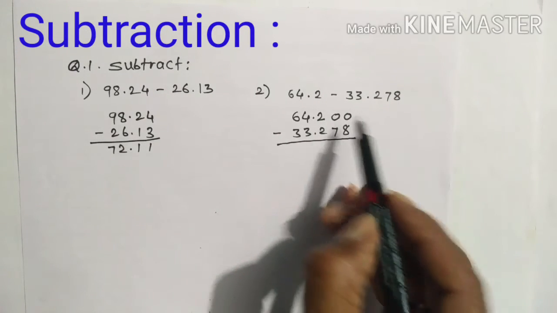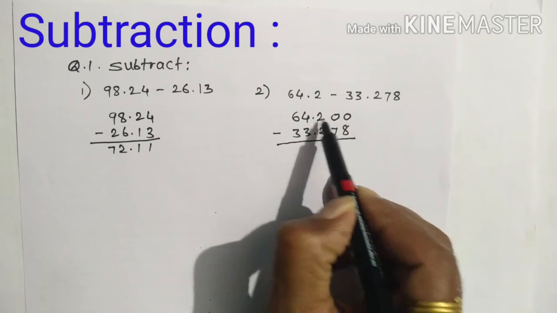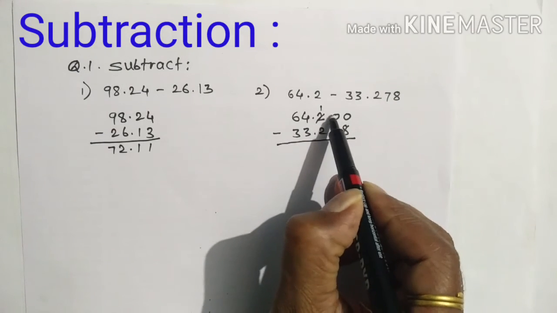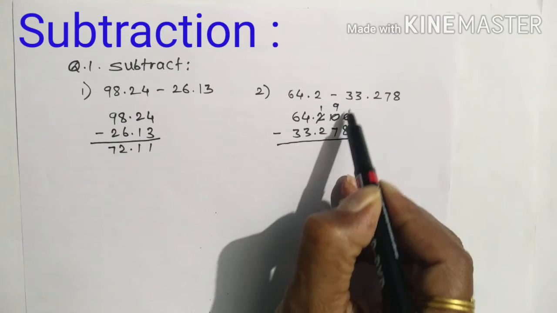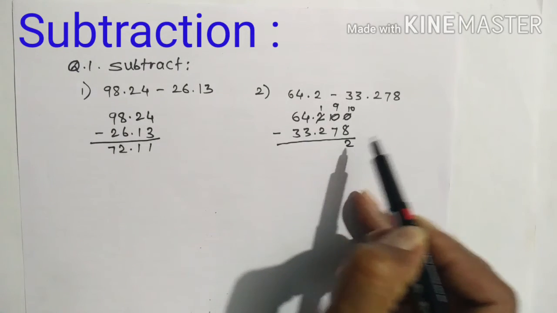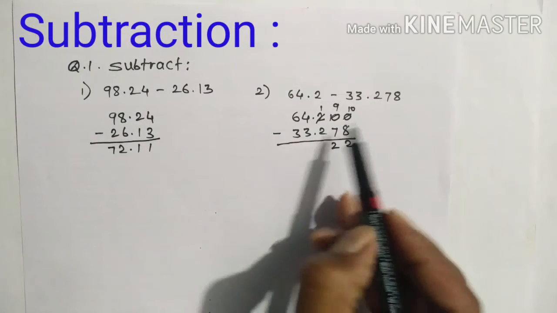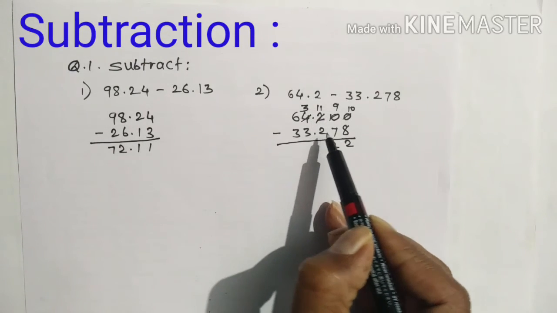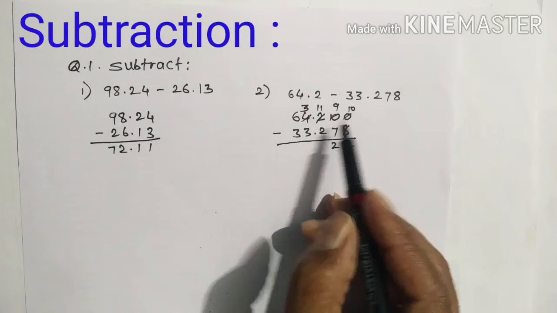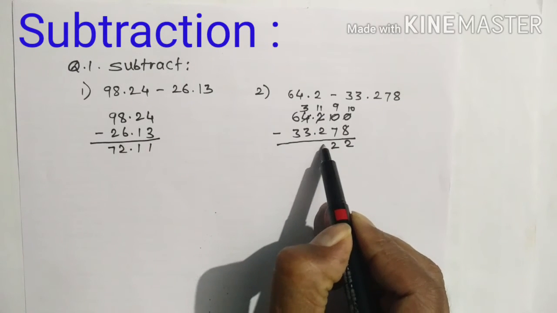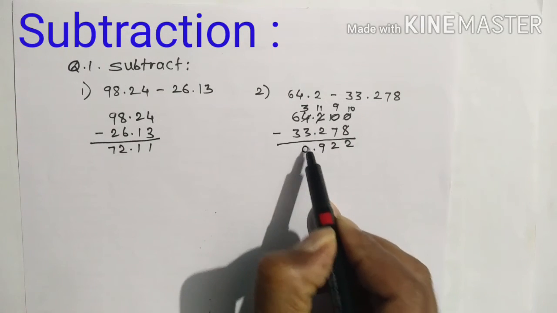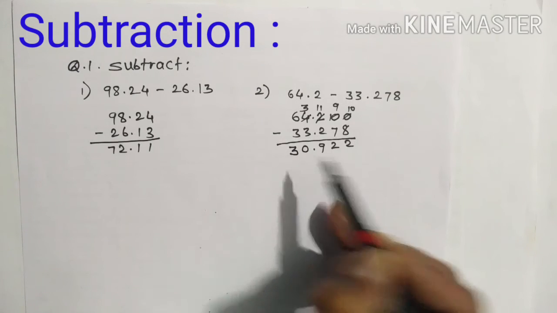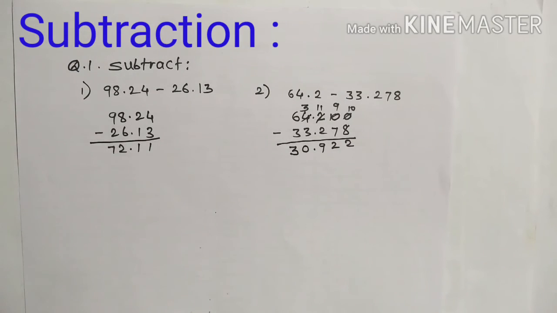Okay, so we can't subtract 8 from 0, we will take a borrow from here. 10 minus 8 is 2, 9 minus 7 is 2. Like our regular subtraction only, we have to take borrows and we have to subtract. 11 minus 2 is 9, 3 minus 3 is 0, and 6 minus 3 is 3. Like this it will be. Okay, let us take the next example.